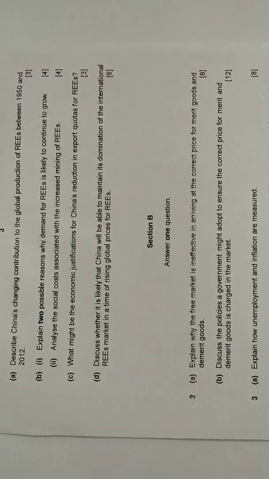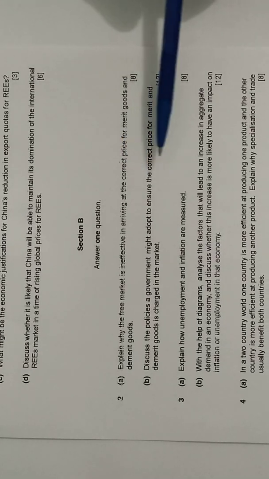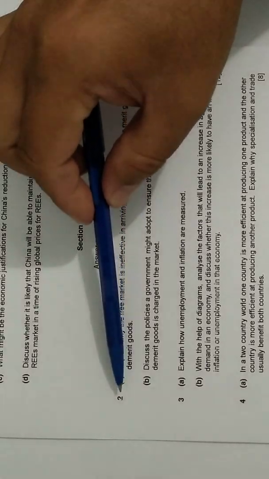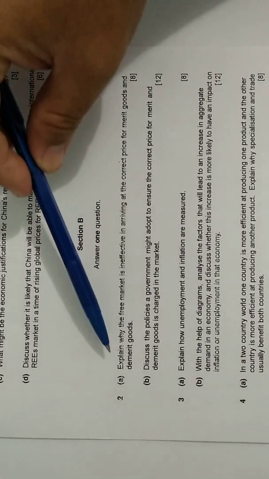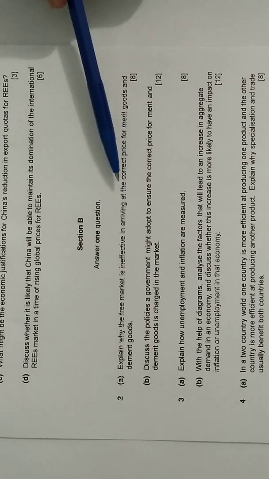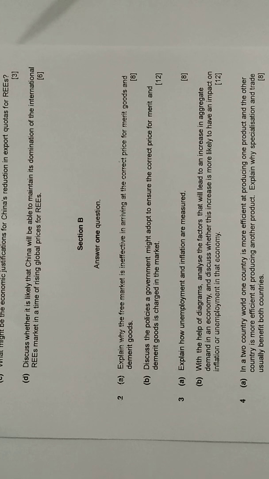Right, so these are the questions I want to discuss at the moment. It's 2A from Section B. It asks, explain why the free market is ineffective in arriving at the correct price for merit goods and demerit goods.